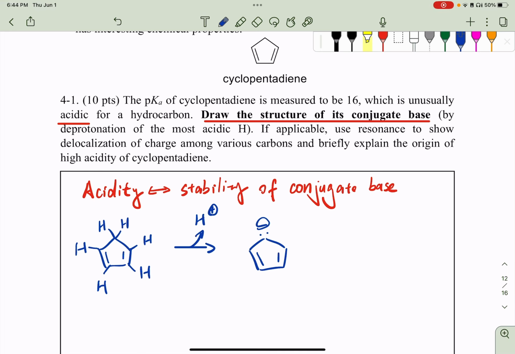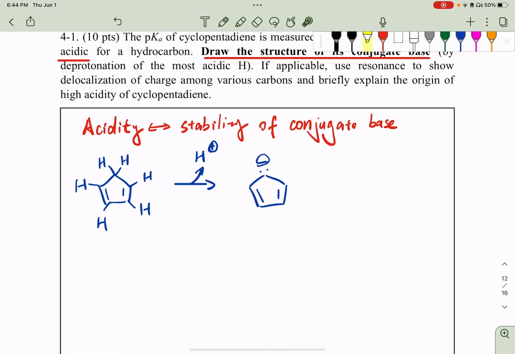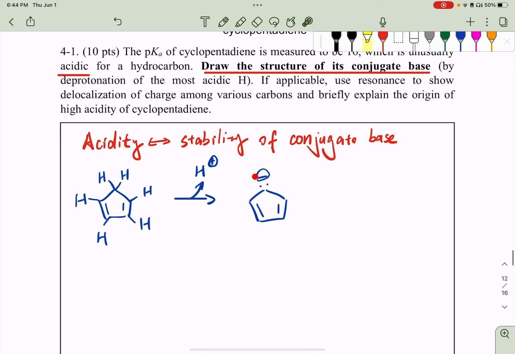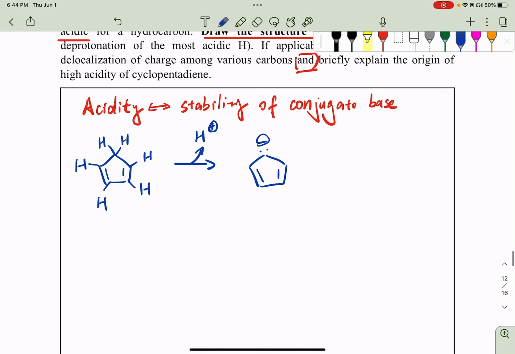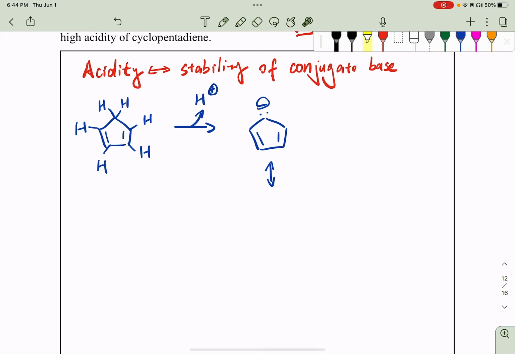which gives you the structure of the conjugate base. And is this enough? Obviously not. You want to use resonance to show delocalization of the charge among various carbons and briefly explain the origin of high acidity. Again, we're explaining the origin of high acidity, so we're trying to say why this conjugate base is so stable.